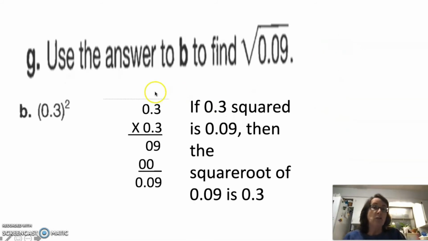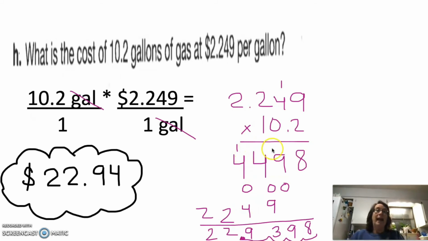G says use the answer to B to find the square root of 0.09. Well, in B, we found out that 0.3 times 0.3 is 0.09. So if 0.3 squared is 0.09, then the square root of 0.09 is 0.3, because squaring and square rooting undo each other.